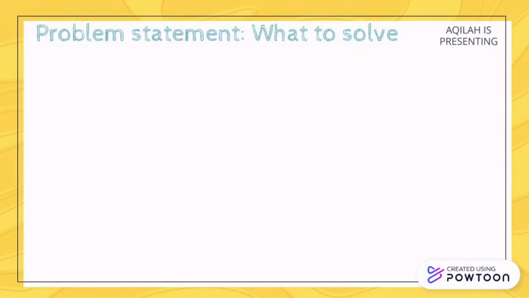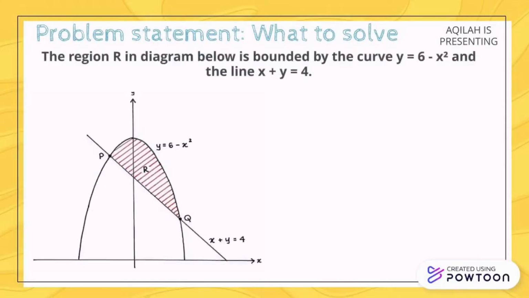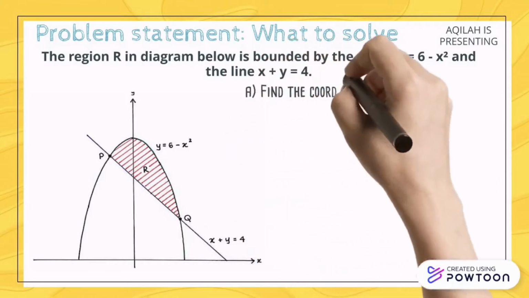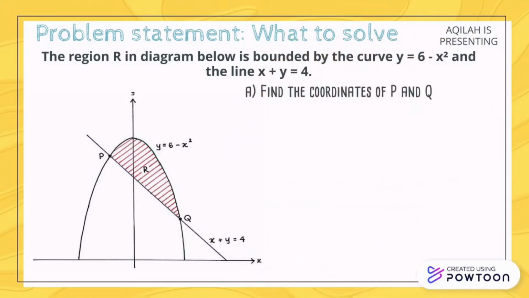Problem statement: what to solve. So this is the question and the diagram. A. Find the coordinates of P and Q. The WTS is the coordinates P and Q.